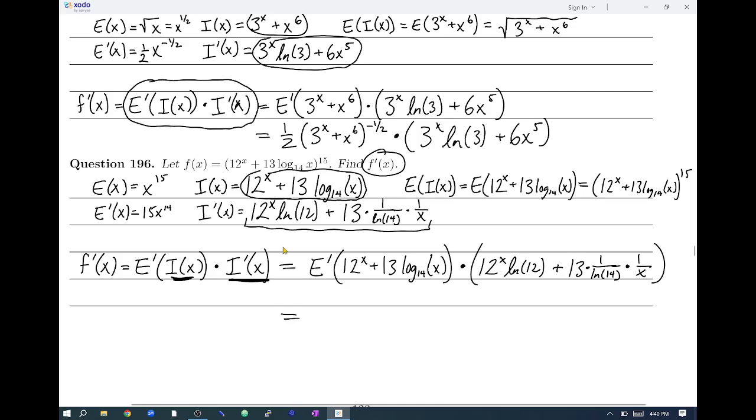For our last step, we're just going to process what e prime does. So e prime of a thing is 15 times that thing raised to the 14th power. So 15 times that thing raised to the 14th power. So there's our e prime of that input there, right? And then times just all this stuff. So just copying in the 12 to the x times ln of 12 plus 13 times 1 over ln of 14 times 1 over x.